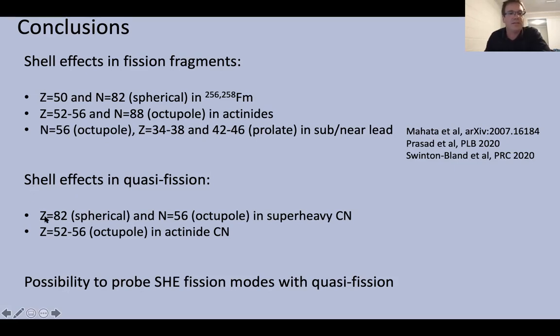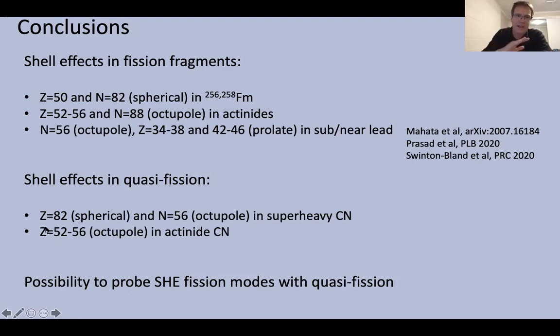In the second part of the talk, I discussed shell effects in quasi-fission. We first looked at standard quasi-fission reactions, the ones which would produce a superheavy nucleus if they were to fuse, because these reactions are strongly dominated by quasi-fission by far, by orders of magnitude compared to fusion. And here we have both theoretical and experimental evidence for Z equal 82, and also N equal 56 seems to play a role, at least in some systems, which is an octupole mode.